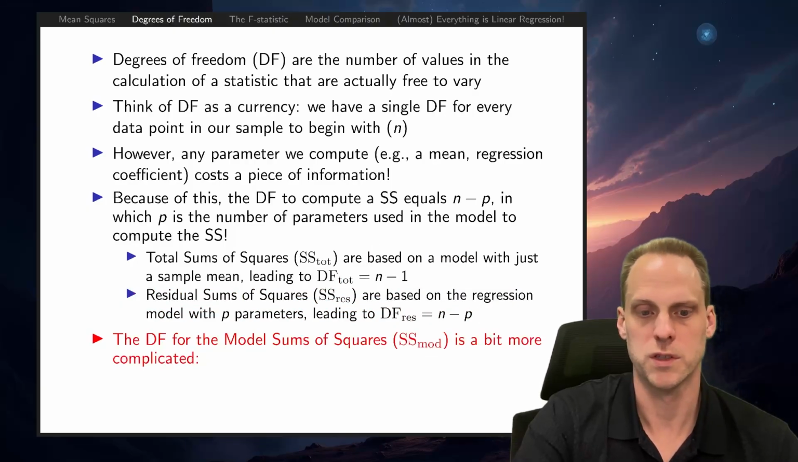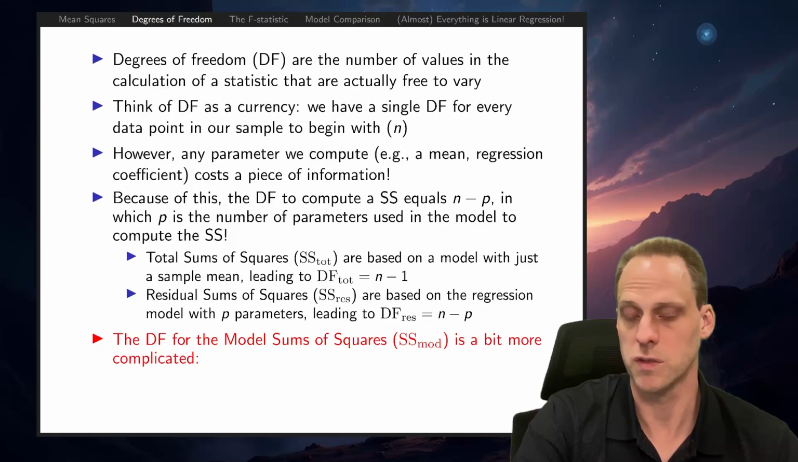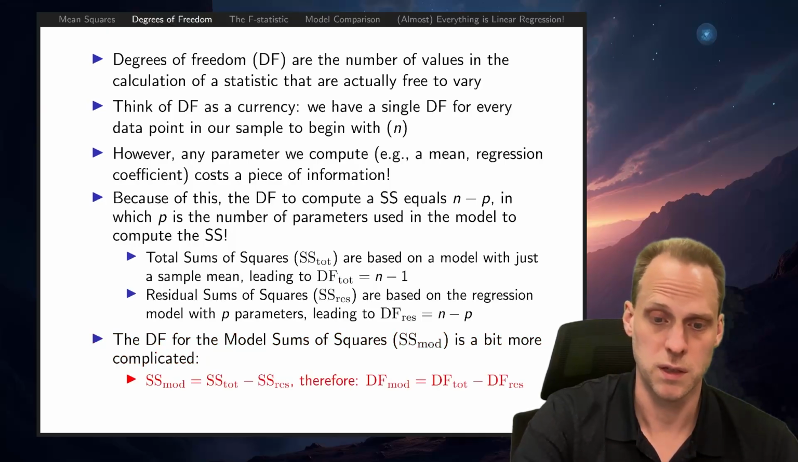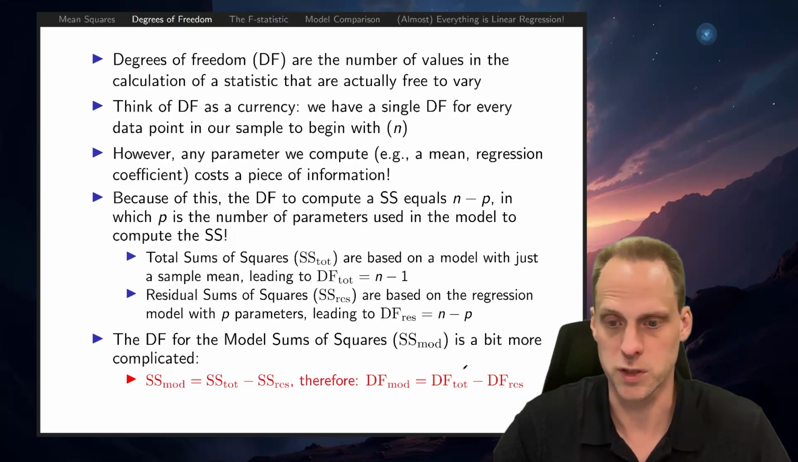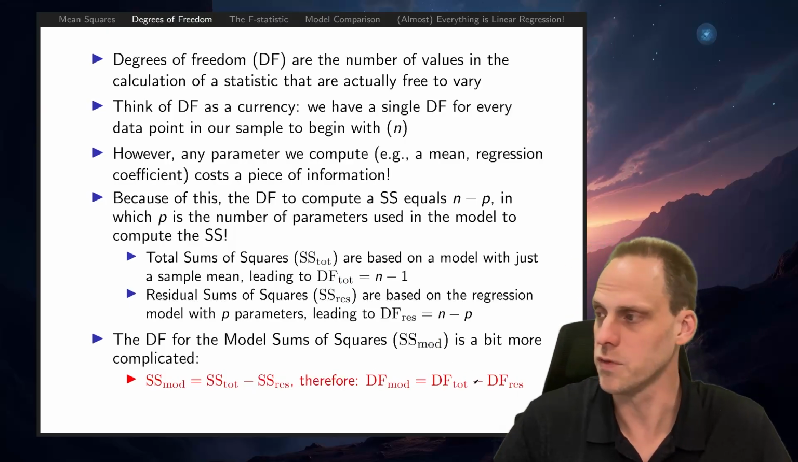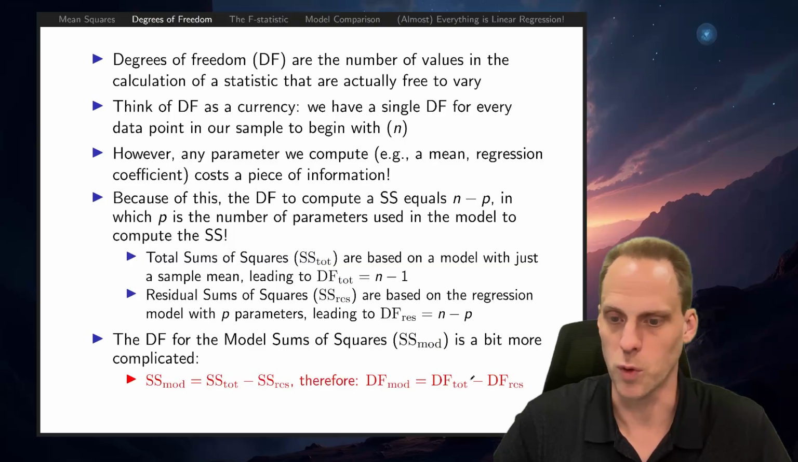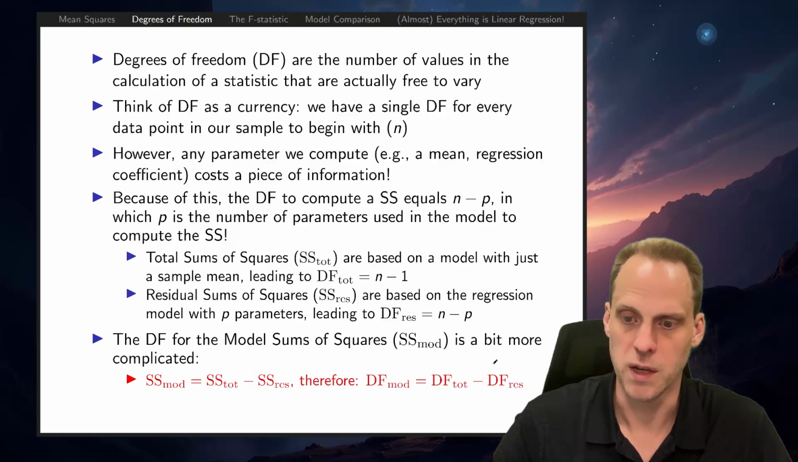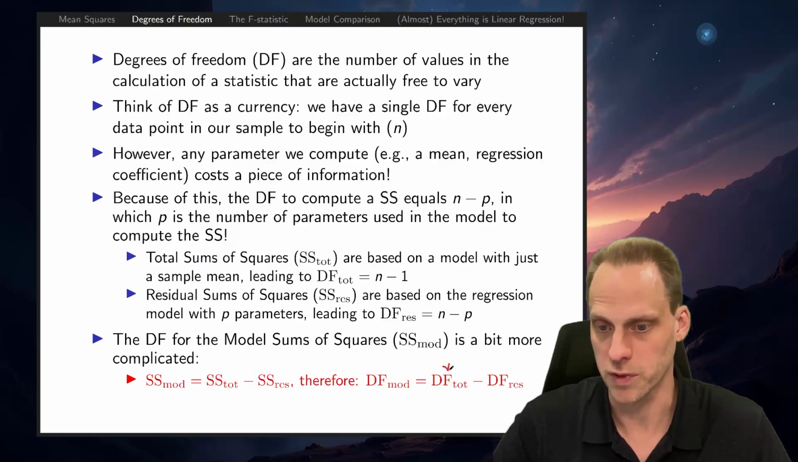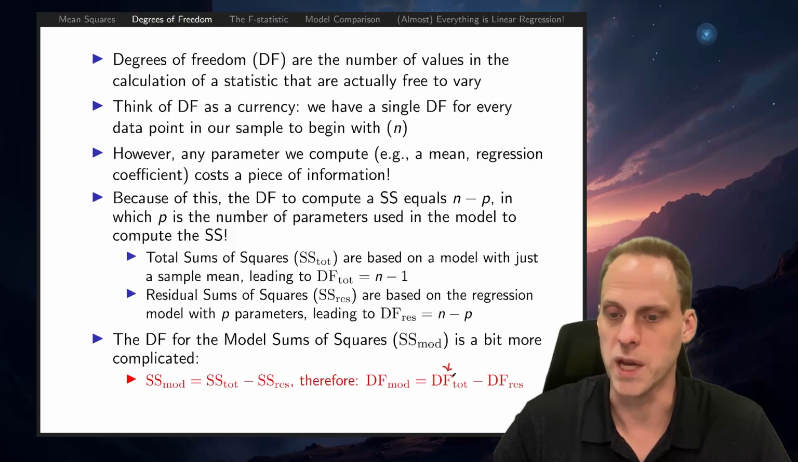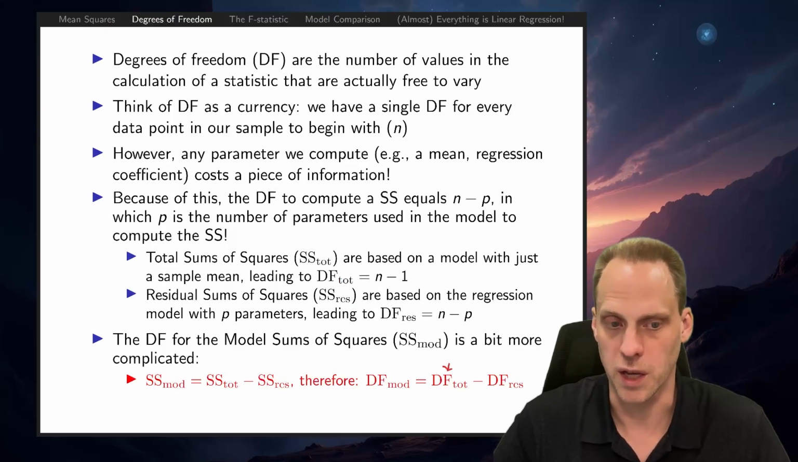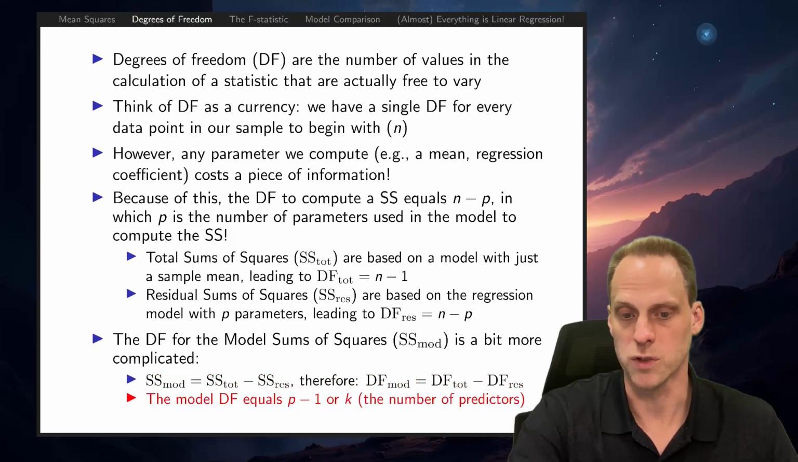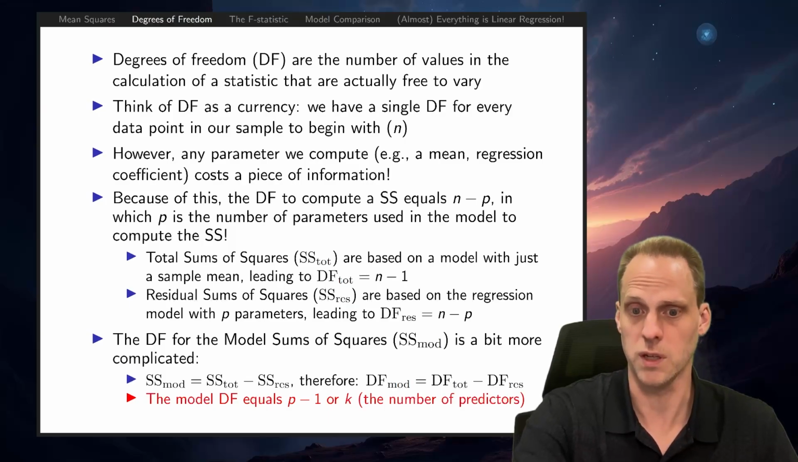Now the degrees of freedom of the model sums of squares is a bit more complicated. But basically, the degrees of freedom of the model is the total one minus the residual one, or the difference between them. It means how many more pieces of information we had comparing our regression model to the simplest possible model, which we're also going to call a baseline model, a model where we only have the mean and nothing else. So the model degrees of freedom equals the number of parameters minus 1, or simply the number of predictors. That's for the entire model.